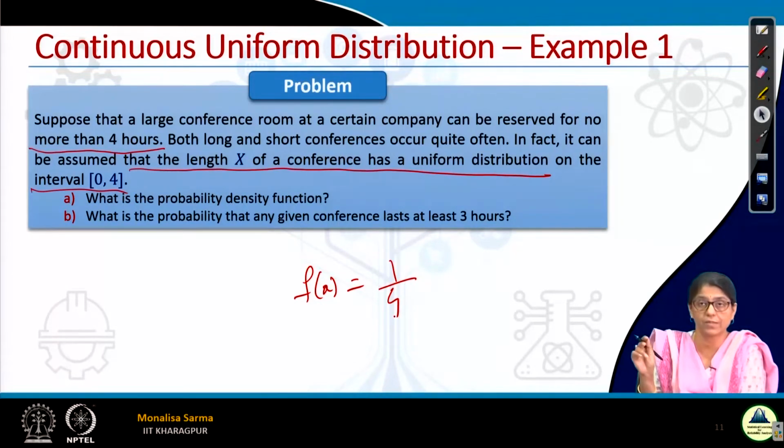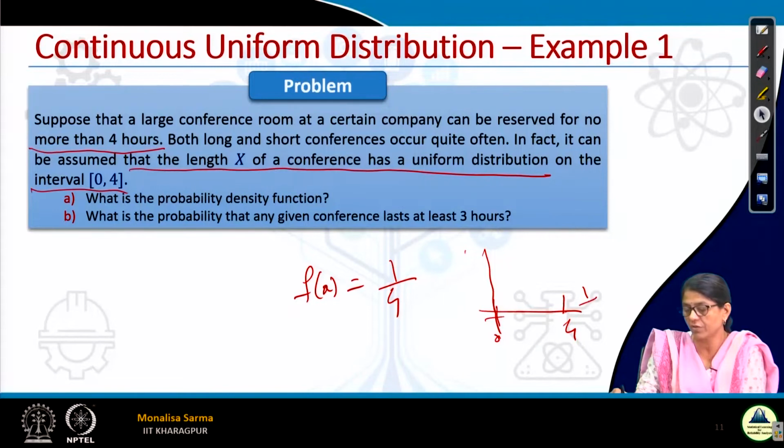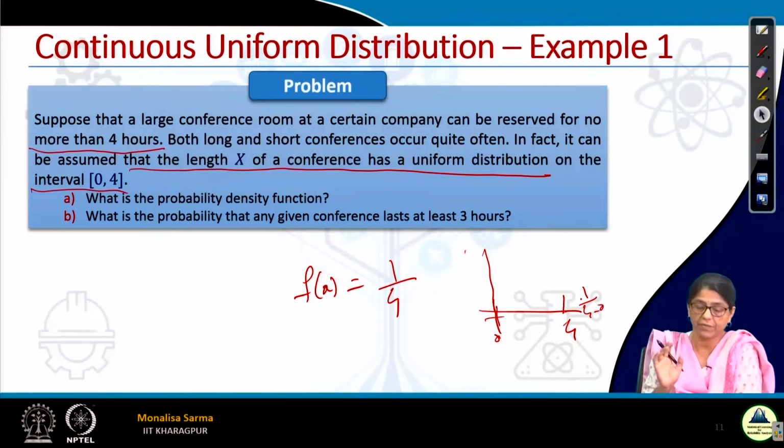Just 1 by 4 minus 0. I have to find it from this range. This is 0, this is 4. This is my range, so my probability density function will be 1 by (4 minus 0), that is 1 by 4. So that is my f(x).